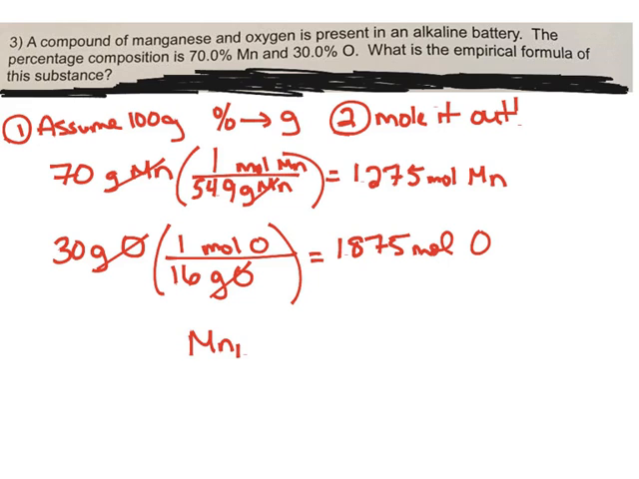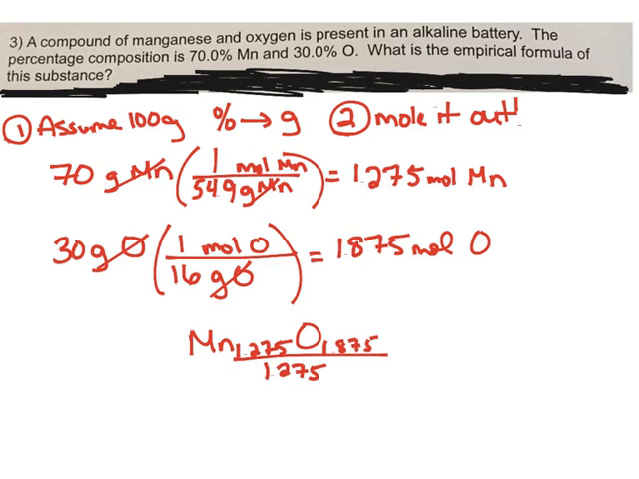Now, technically, this is the formula right here. Mn would have a subscript of 1.275, O would have a subscript of 1.875, but we're not used to seeing formulas like that. What do we do? We use whole numbers. So I'm going to divide by the smallest mole amount so that I can try to work these into whole numbers. Out of 1.275 and 1.875, 1.275 is the smaller number. So let's divide and see what we end up getting.